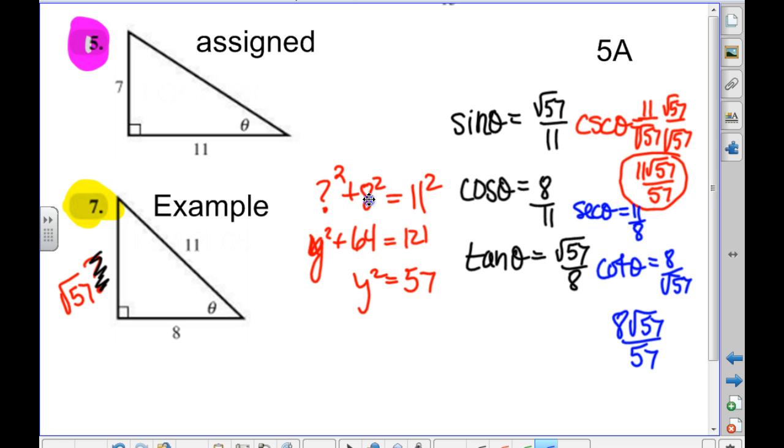Okay, you have to do number 5. Does that seem doable? Another sheet of paper is fine. You don't have to do them on here. That's for sure.